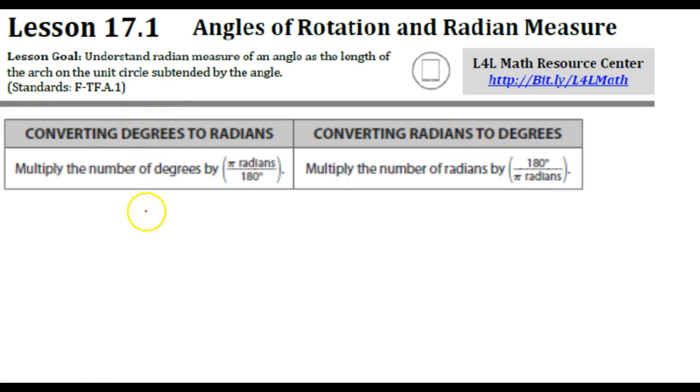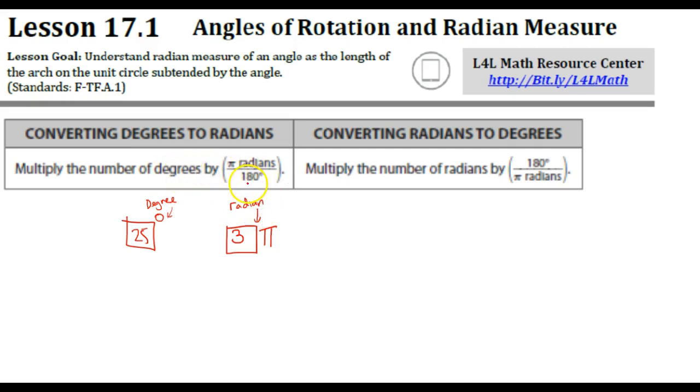So just so you know the difference, degrees usually have a number like 25 and they have this degree symbol, whereas radians usually have a number, like 3, and the pi symbol. So just so you know what a radian looks like and what a degree looks like.